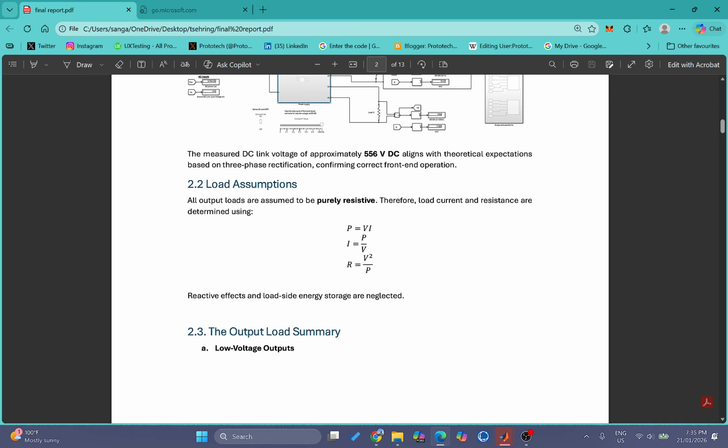Okay, now next is the load assumption and load design philosophy. All the loads in this project are assumed to be purely resistive. We do not know exactly what type of load we are connecting. However, we are going to assume that it is purely resistive and simplify the analysis by eliminating the reactive power, phase shift, and load side energy storage. So we are going to use this simple basic power relation.